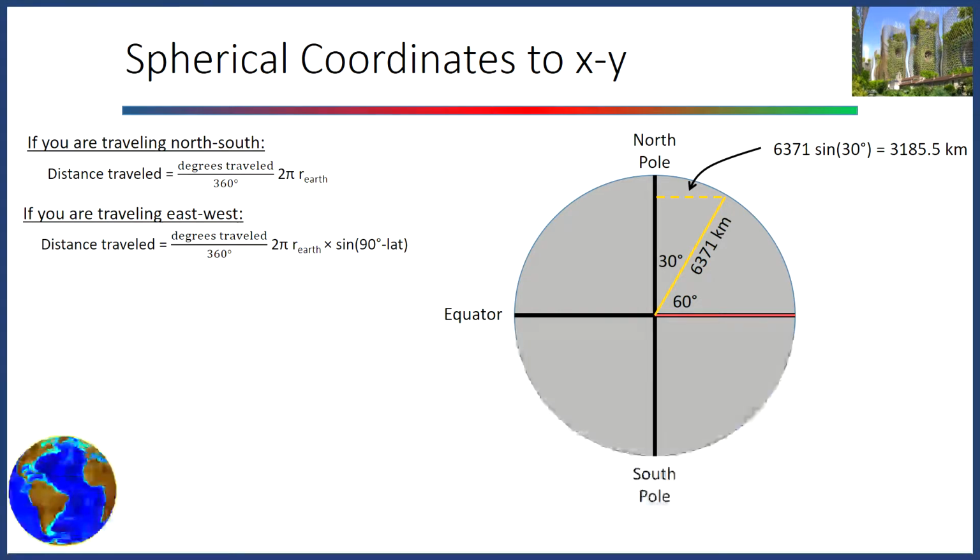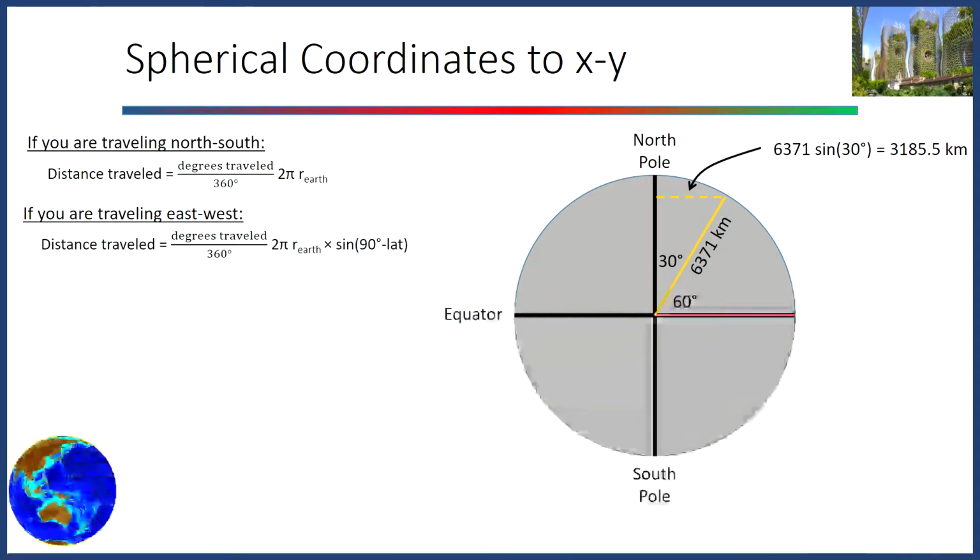We can also check to see what happens if we calculate this at the equator with a latitude of 0 degrees. Since the sine of 90 degrees is the same as the sine of pi over 2, it tells us that at the equator we're traveling along a circle equal to the radius of the Earth, which checks out and makes sense.